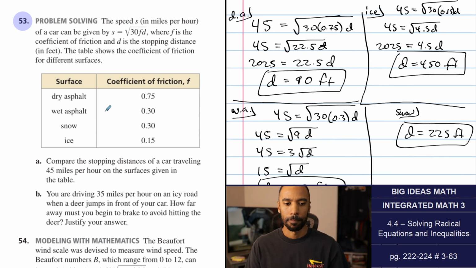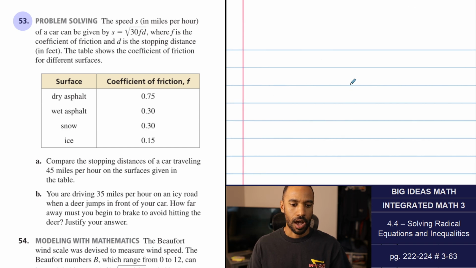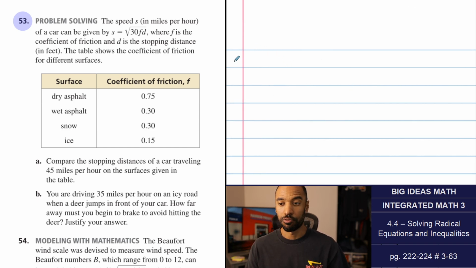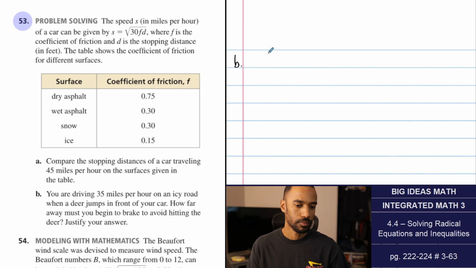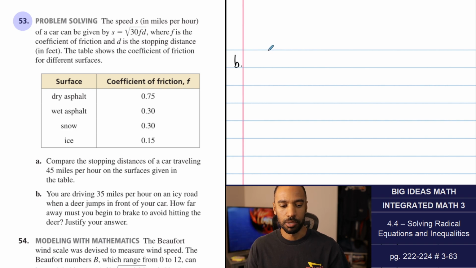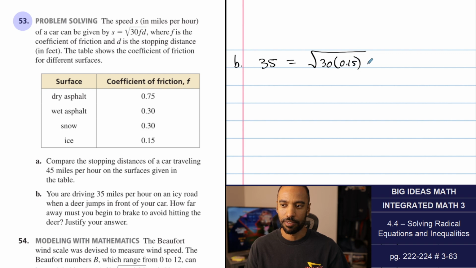Okay, so next question. You are driving, part B. You are driving 35 miles per hour on an icy road when a deer jumps in front of your car. How far away must you begin to brake to avoid hitting the deer? Justify your answer. So your speed is 35 miles per hour. We're driving on an icy road. Our coefficient of friction is going to be 0.15. So 30 times 0.15 times d.